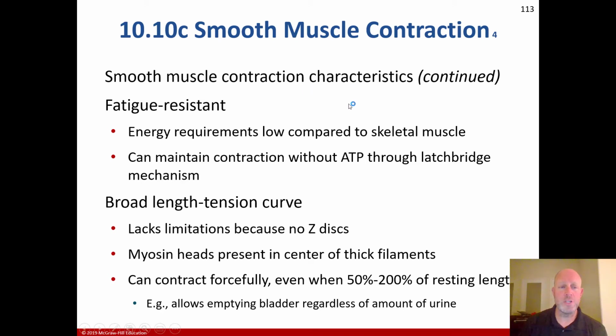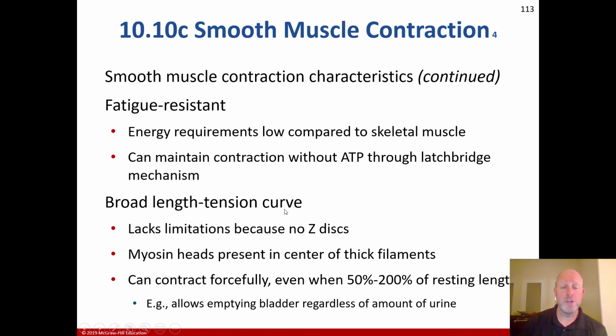Smooth muscle contraction characteristics are we have fatigue resistance. Energy requirements are low compared to skeletal muscle. It can maintain contraction without ATP through the latch bridge mechanism. So latch bridge mechanism is going to keep showing up here for smooth muscle. You can bet that's a concept that'll show up on an exam.